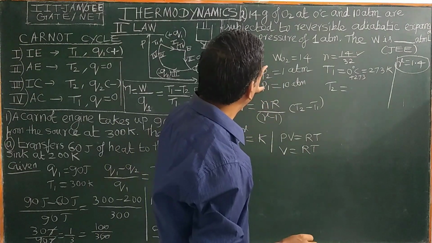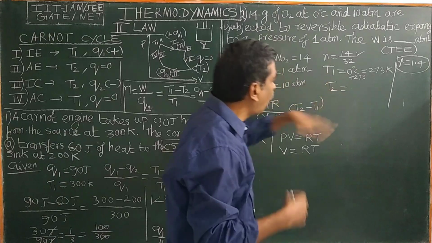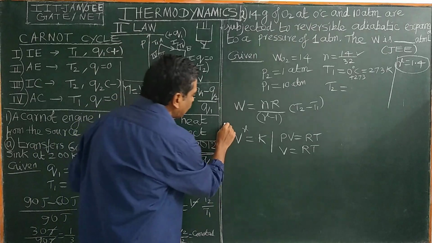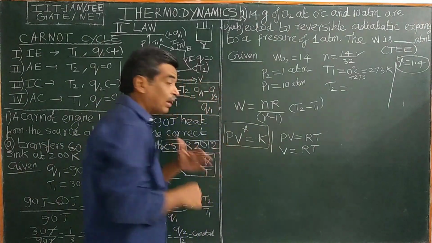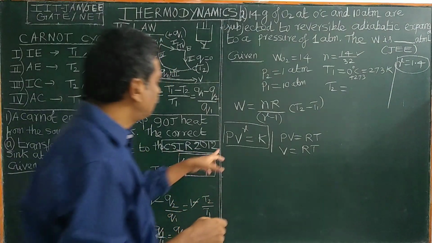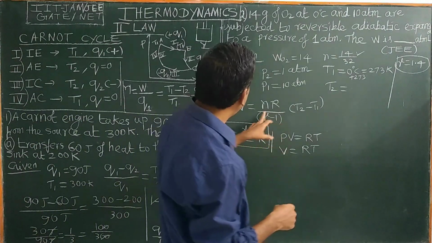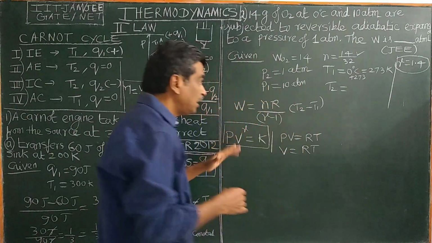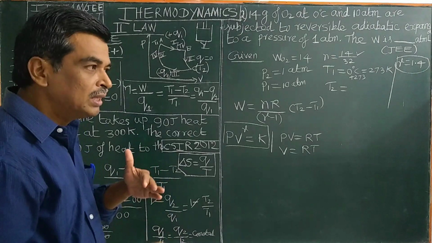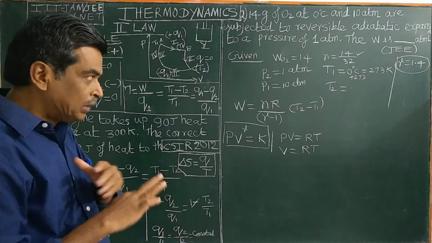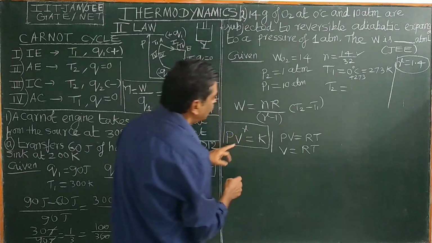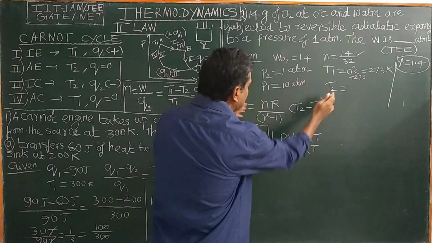You know P1, P2, but you don't know T2. How to calculate this? We have already derived the relationship between P and V, and between T and V. We don't know the relation between P and T. See how important derivations are. Unless you know how to derive, simply memorizing the formula will not help you. You need to know how to derive the expression. For example, I will now derive the relation between P and T.